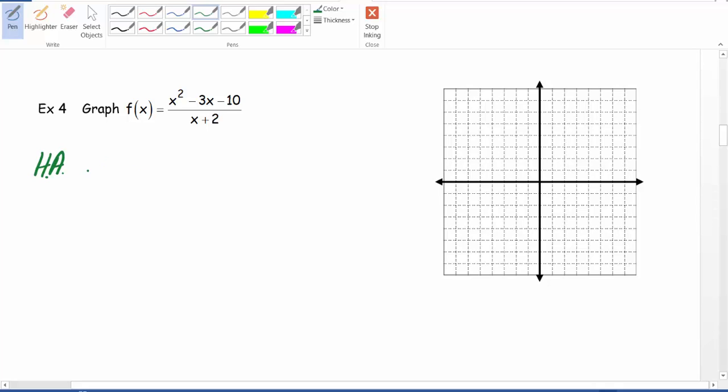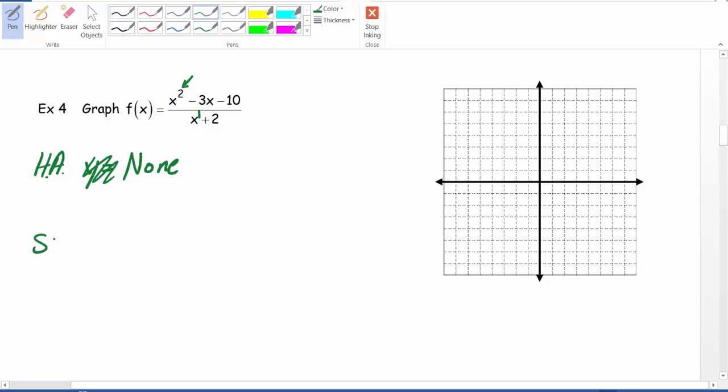So because we notice that the degree on top is larger than the degree on the bottom, really this is x to the first, this actually will not have a horizontal asymptote. So this would be none. We can't definitively determine if there's a vertical asymptote or not yet because we would have to factor this. But what we can do is look for the slant asymptote.